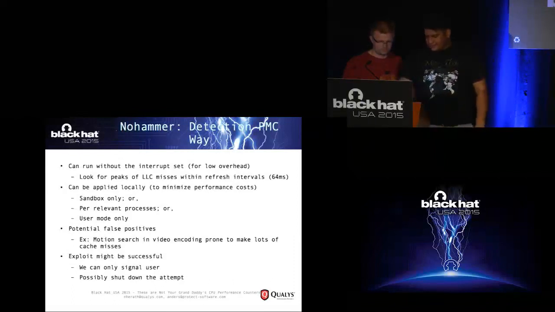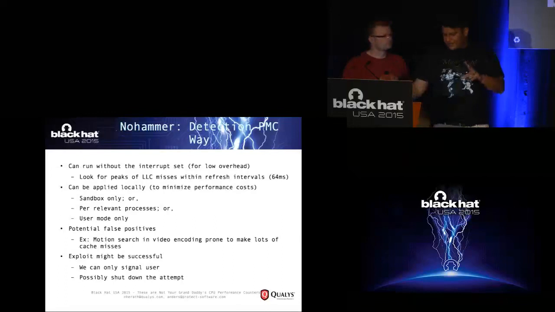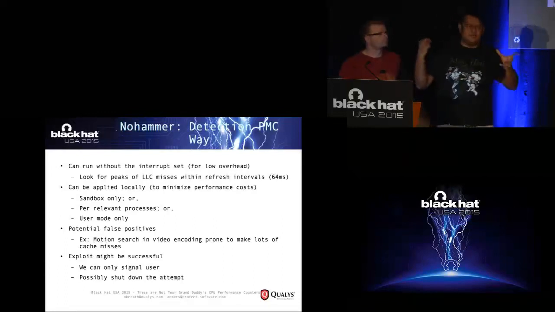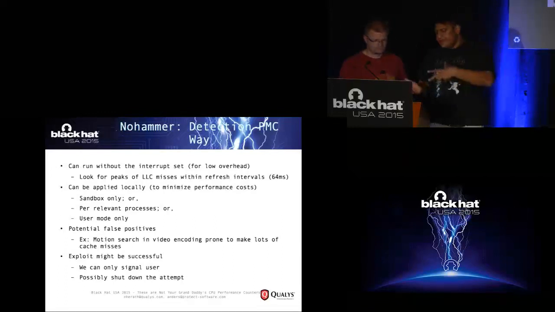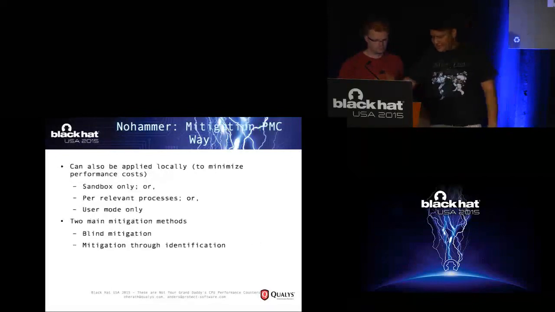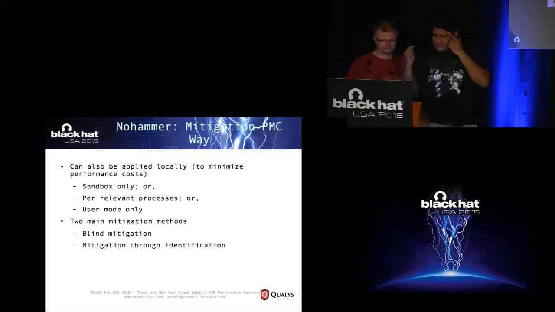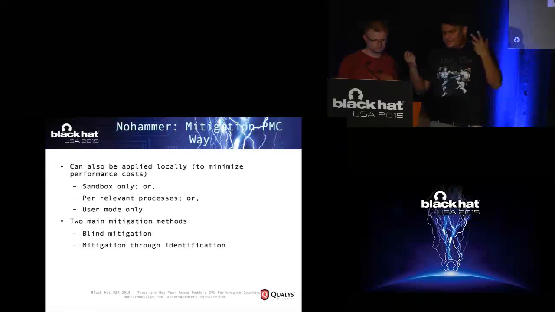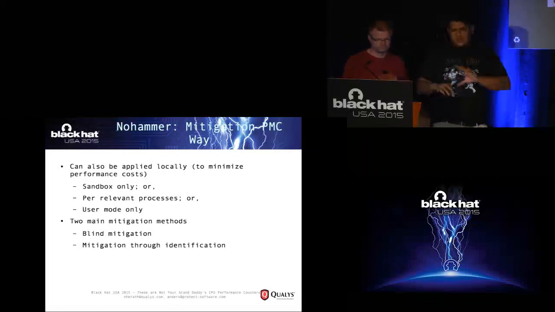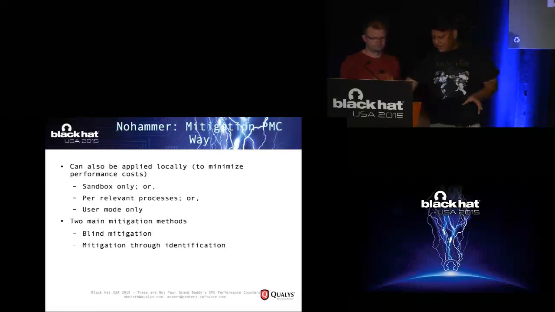And if the exploit is successful, or we have detected such an attempt, we can possibly shut down the attempt. In terms of mitigation, we basically have two methods. One is blind mitigation and one is mitigation through identification.